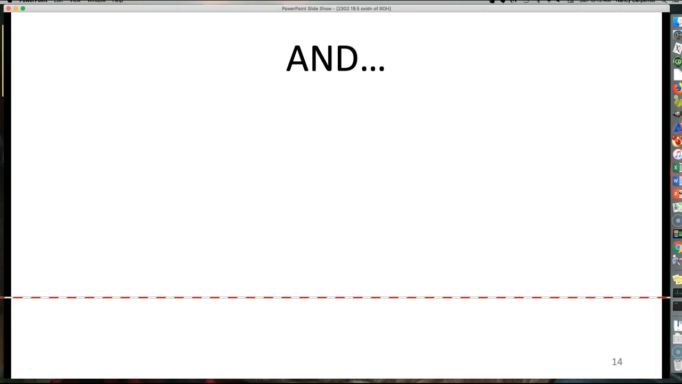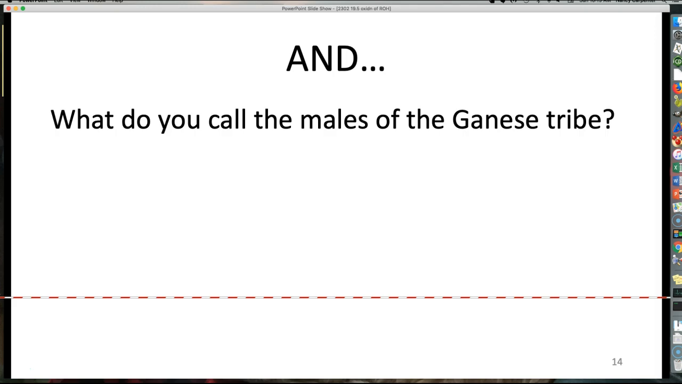Now, with all this oxidation under our belt now, particularly ending up with permanganate, an important question for you. Did you know about the Ganese tribe? Did you know that the males of the Ganese tribe have a special name? Yeah, of course. They're the manganese. That one is really a stretch.